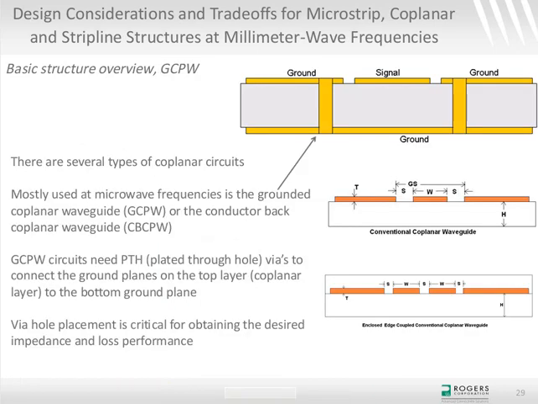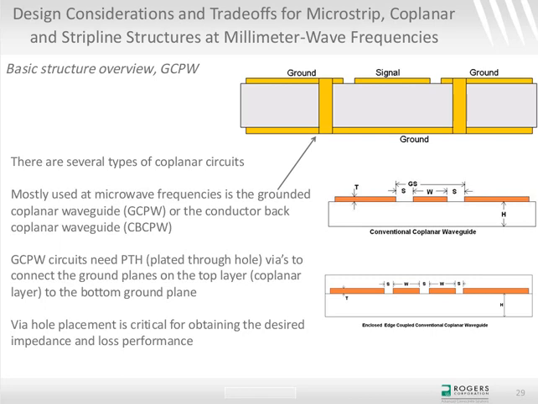So, grounded coplanar waveguide. When I talk about coplanar, I normally mean grounded coplanar waveguide. That's the structure in the upper right-hand corner as a cross-sectional view. That's the structure that's used most often in microwave and millimeter wave engineering.